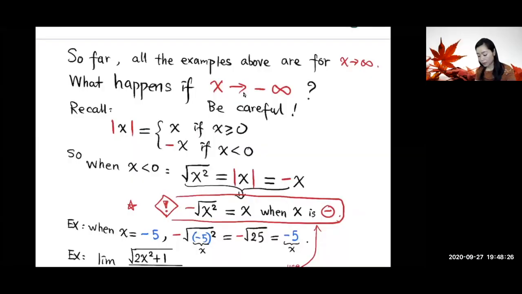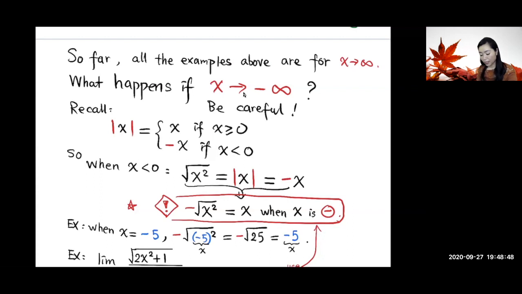So far, all the examples above are for x going to infinity. What happens when x is going to negative infinity? So be very careful over here. We call that the absolute value of x is equal to x if x is greater than or equal to 0, and is equal to the opposite of x if x is less than 0.